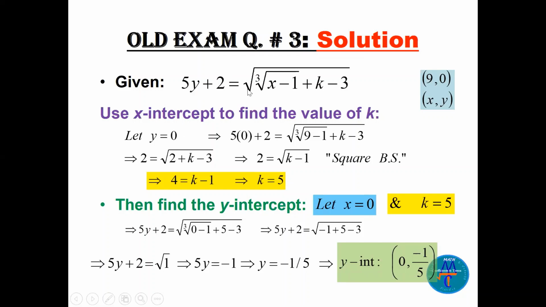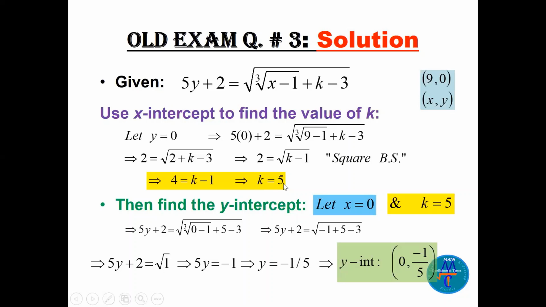So this is the equation. This is the x-intercept, x and y: 9, 0. I put 9 here and 0 for the y. And 9 minus 1 is 8. Cube root of 8 is 2. So 2 plus k minus 3. Simplify inside: (k minus 1) squared. You square it, so 4 is equal to k minus 1. So k will be 5.